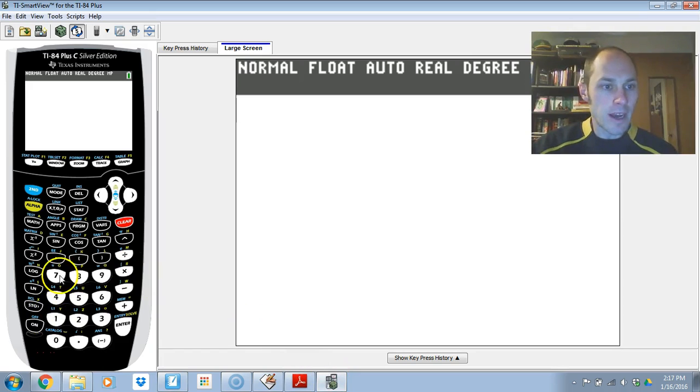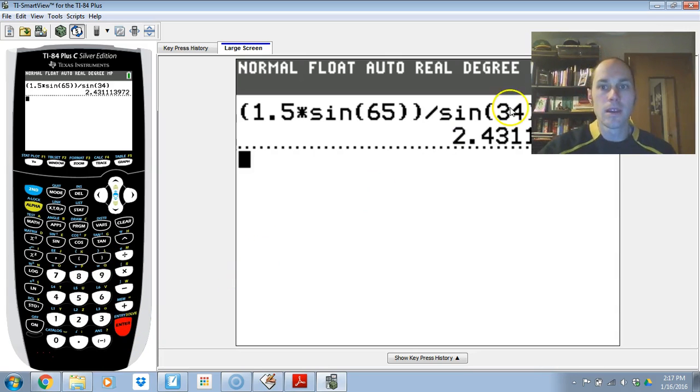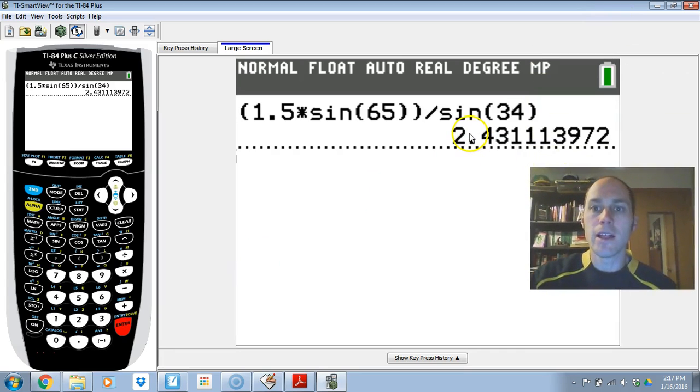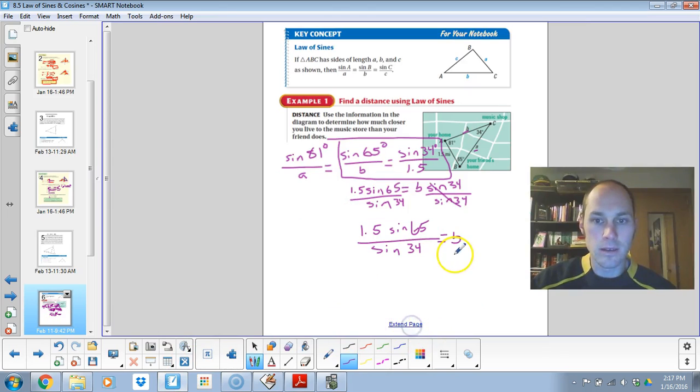So we had 1.5 times the sine of, what was that, 65? And we're going to divide that by the sine of 34. And we get a value of 2.4. So B will be about 2.4. And what are we measuring in miles? So 2.4 miles.